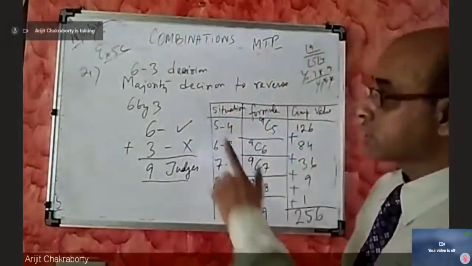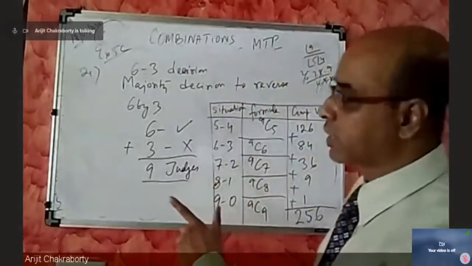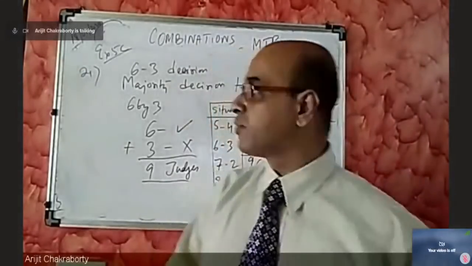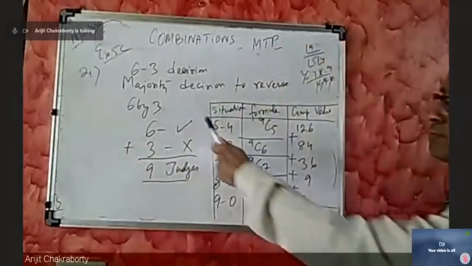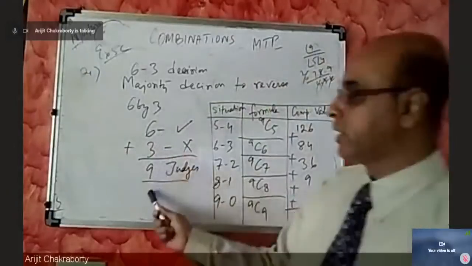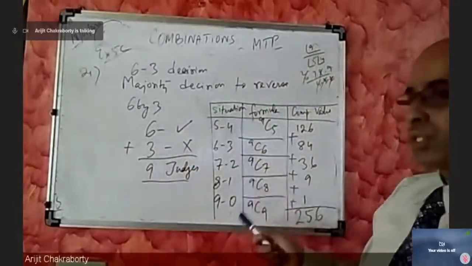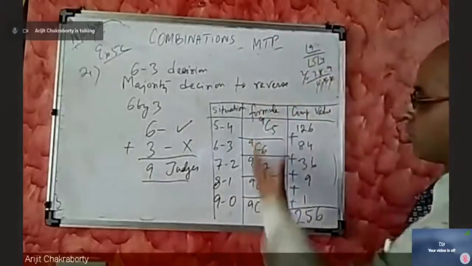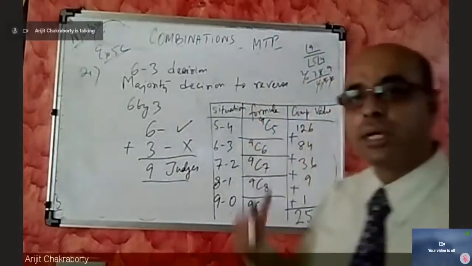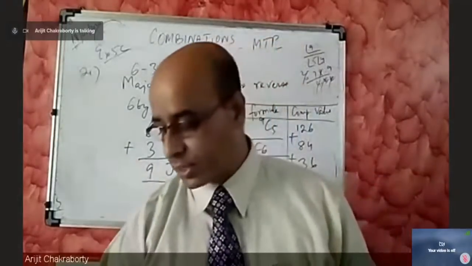decision. This is a classic problem given in the numerical part of our exercise 5C, and one of the toughest. I hope now it's clear. 6 by 3 means 6 plus 3, 9 judges. Then we found out the situation by which you can provide a majority decision, and then we broke it up and we calculated the values. So here we have 256 cases.